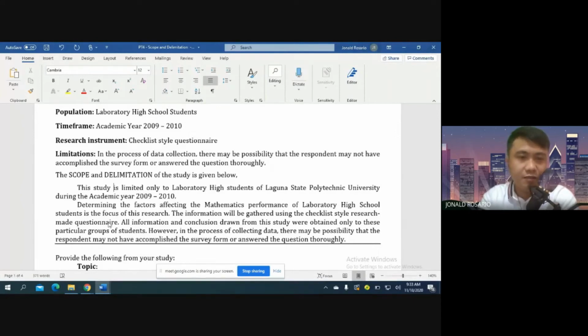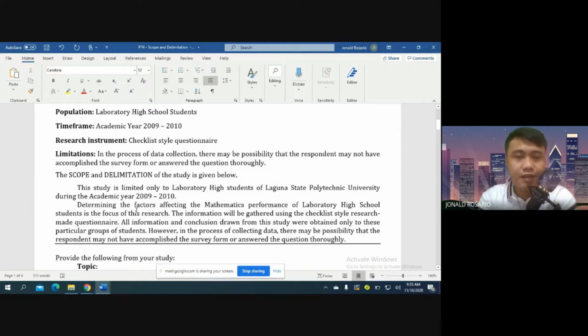Yan. So, basahin ko lang. This study is limited only to laboratory high school students of Laguna State. Yan. So, saan nila kinuha itong laboratory high school students? Sa population. Saan nila kinuha yung Laguna State Polytechnic University? Doon sa locus. Kung saan yung setting. Saan nila kinuha yung academic year? Doon sa time frame.